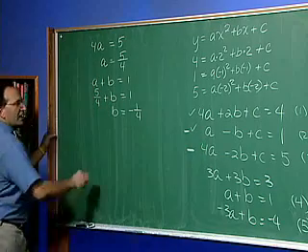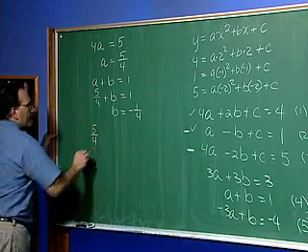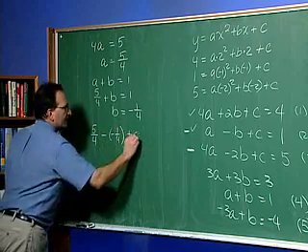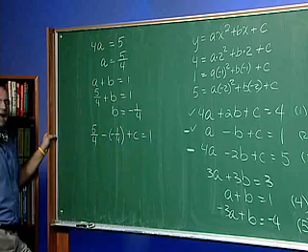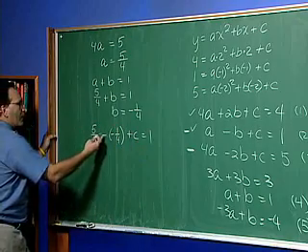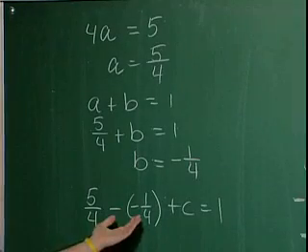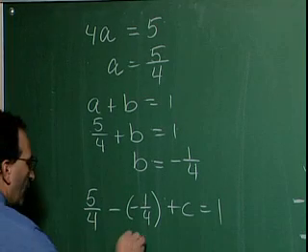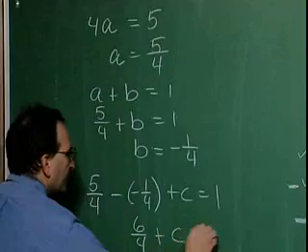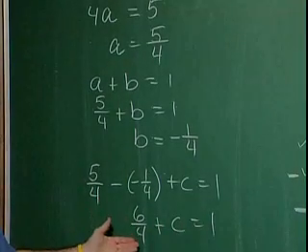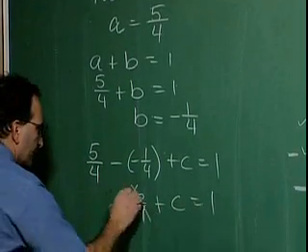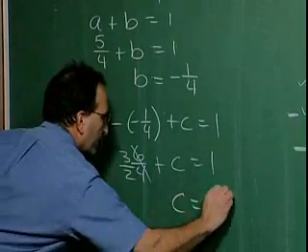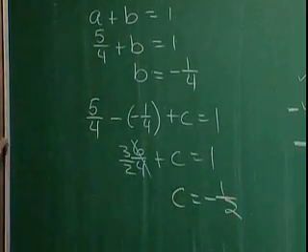2, which says a minus b plus c equals 1. And that's 5/4 minus a -1/4, so that's plus 1/4. So that gives me a total of 6/4 plus c equals 1. Of course, 6/4 reduces to 3/2, which I subtract from both sides and come up with c equals -1/2.